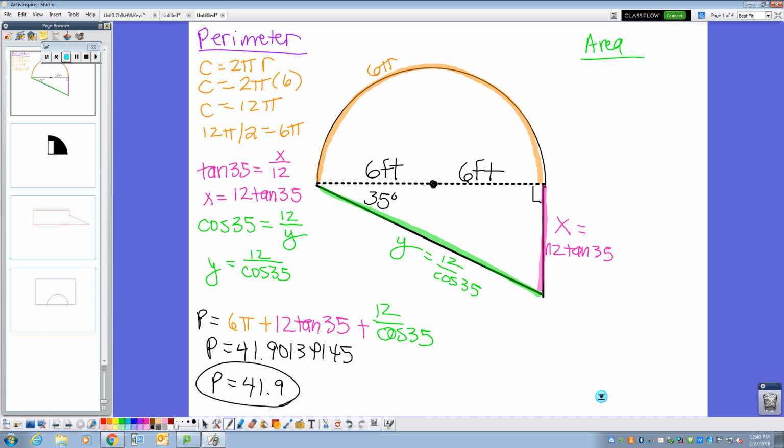Now let's look at the area. To get the area, we have two main shapes. We have a semicircle and we have a right triangle. And we can reuse some of our perimeter stuff, which will save a little bit of time. So first, I'm going to get the area of that semicircle. The area of a circle is pi r squared. My radius is 6. So my area of the full circle is 36 pi, which makes the area of my semicircle 18 pi.